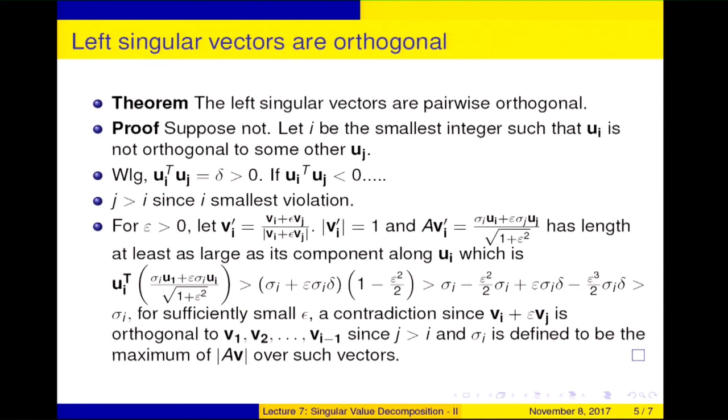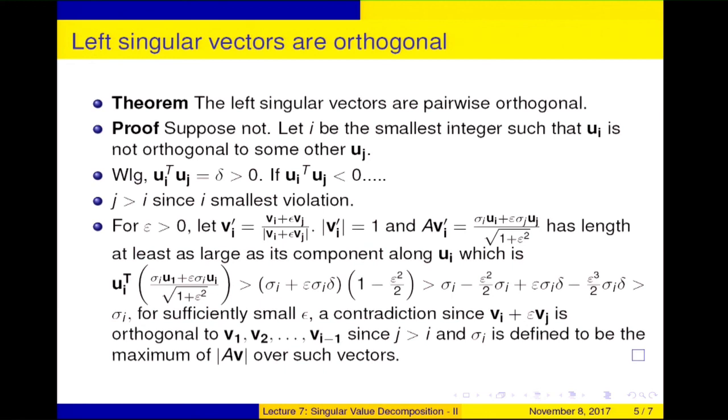So I might have said it wrong earlier, but this is correct. That's ui and uj are not orthogonal. I'm going to add a little bit of vj to vi. I added that. I must make the length 1, so I do that. So this thing has length 1 now. And I'm going to show you vi prime is better than vi, which is a contradiction.